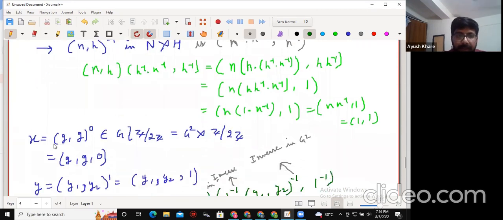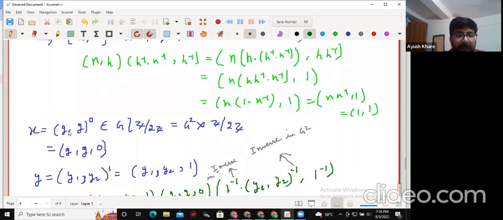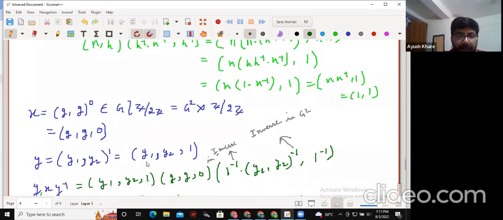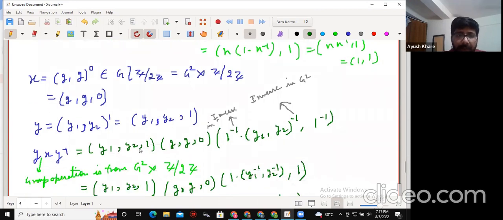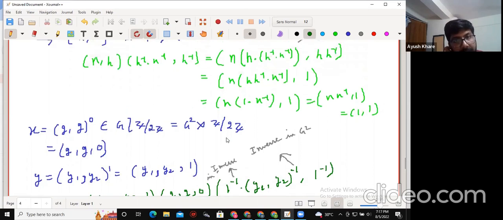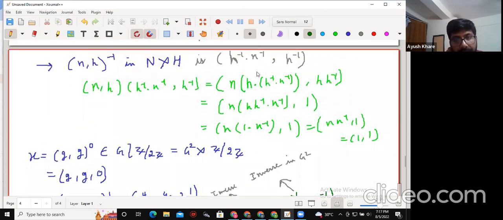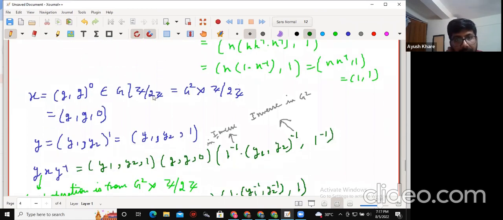The given elements are x and y, which is the g comma g raised to 0. It's a 3 tuple, so it means that it's g comma g comma 0, and it means y1 y2 comma 1. So we need to compute what is yx, y inverse. So this is y, this is your x, and y inverse as per the computation above is h inverse dot n inverse. So our h was 1 here, so 1 inverse dot y1 y2 inverse, and then h inverse.